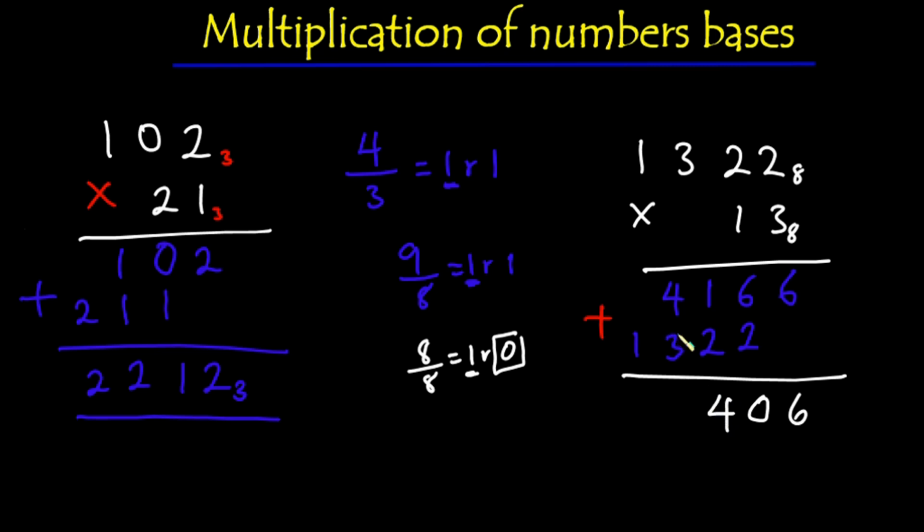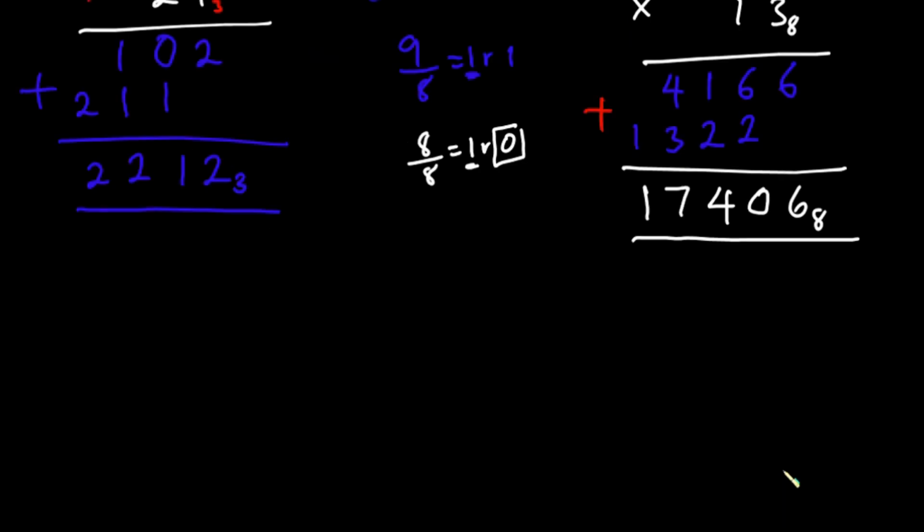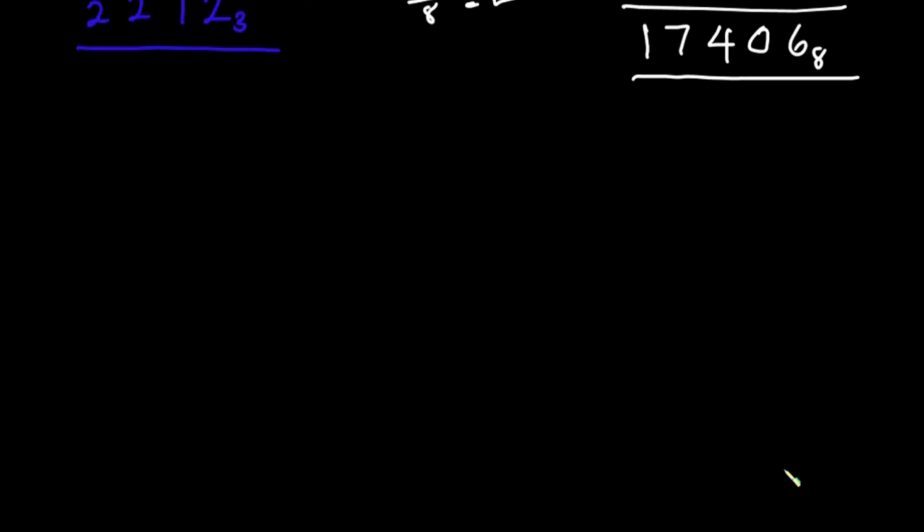Now let's move on to the next column. We have 4 plus 3, which is 7. And the 7 is less than the base, so we will write everything here. And lastly, nothing is here, so we assume it to be 0. We have 0 plus 1, which is 1. And pretty much this is it. 17406 in base 8. And you are done. Let's move on to the next example.